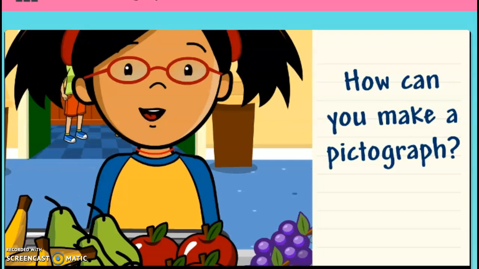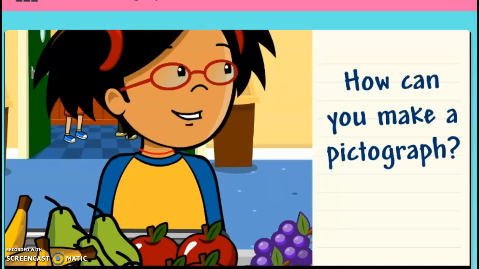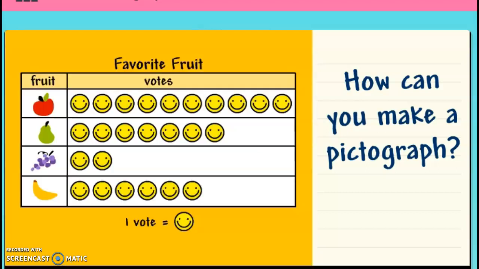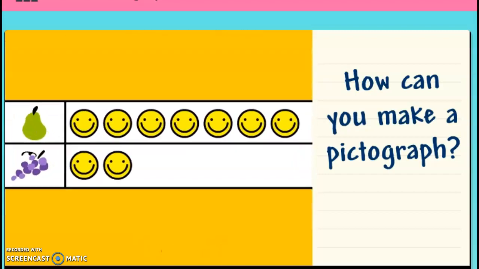Pictographs help organize and show data or information so you can understand it better. Which fruit got the most votes? Apple. How many more votes did pears get than grapes? 5 more people voted for pears than grapes.